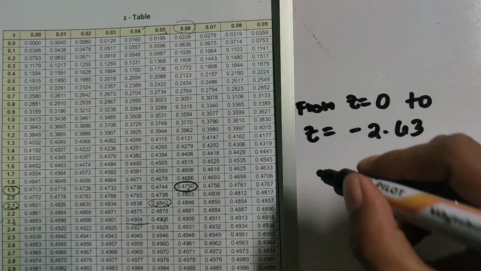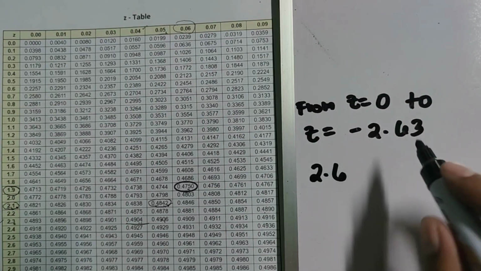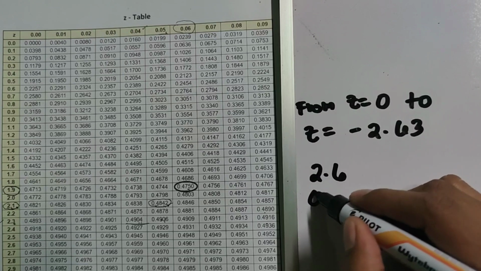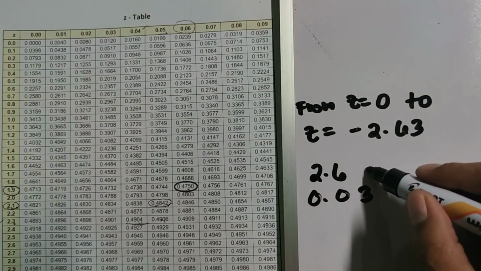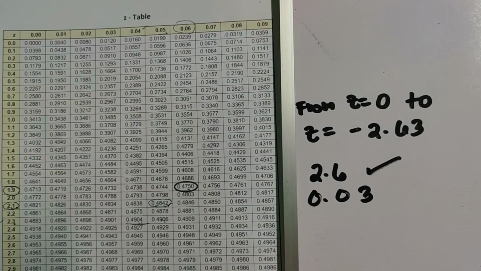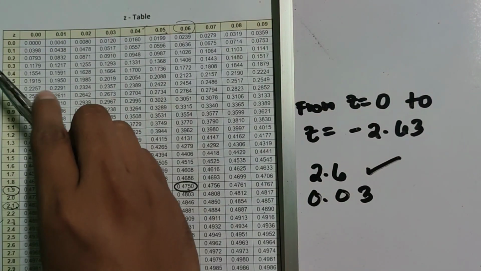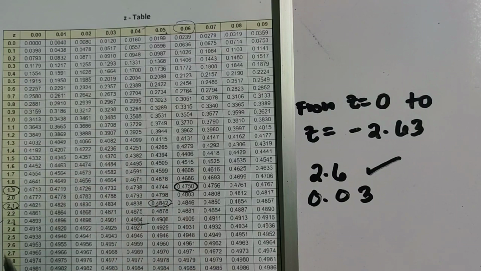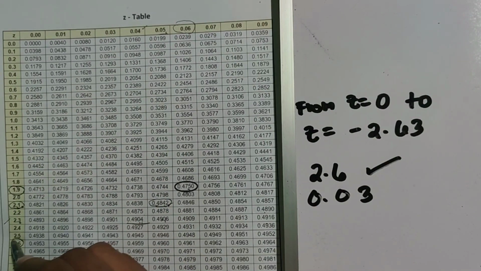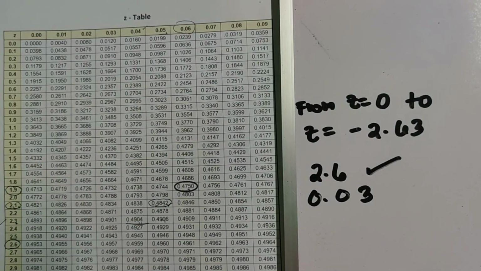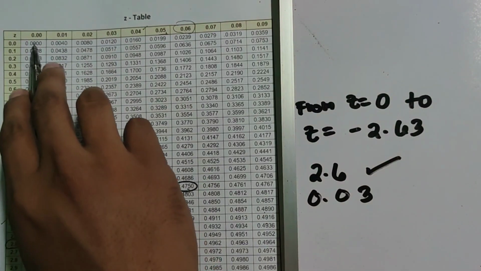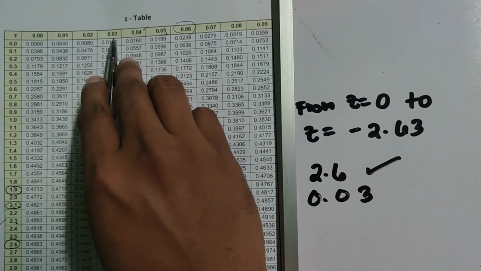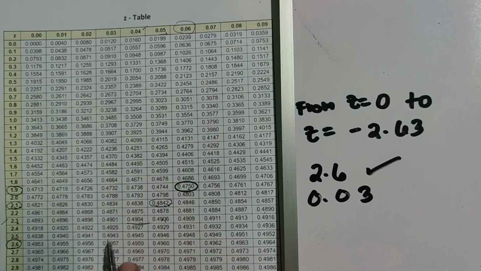So, hatiin natin ito, 2.6 and 0.03. First, anong gagawin natin? We have to locate 2.6. Nasaan si 2.6 sa z table? Dito, nandito si 2.6. At hanapin naman natin itong si 0.03. Nasaan si 0.03? Nandito si 0.03. So, connect natin kay 2.6 dito.